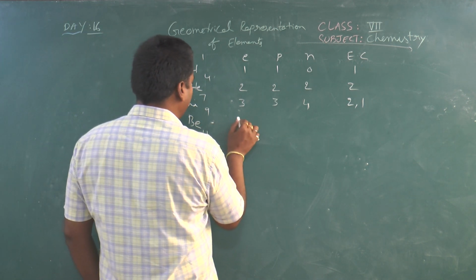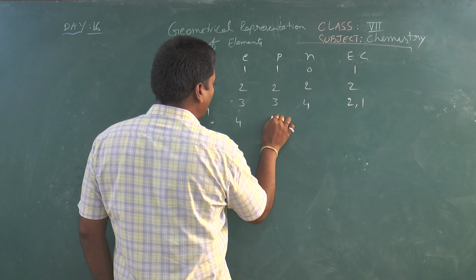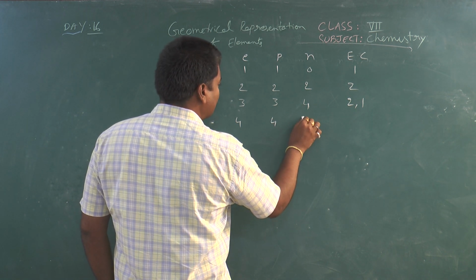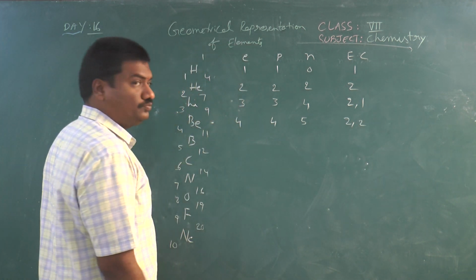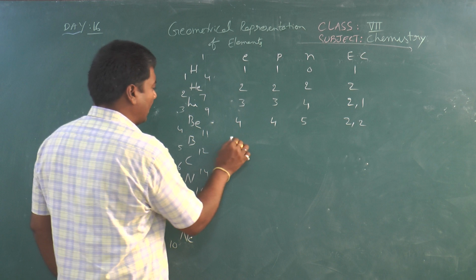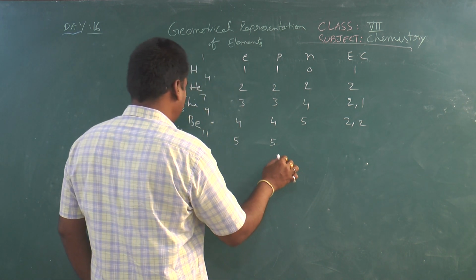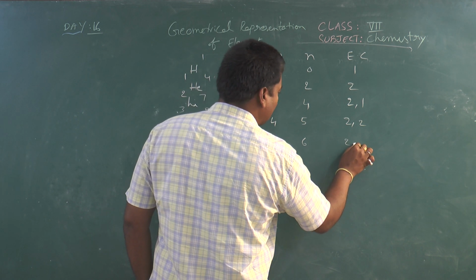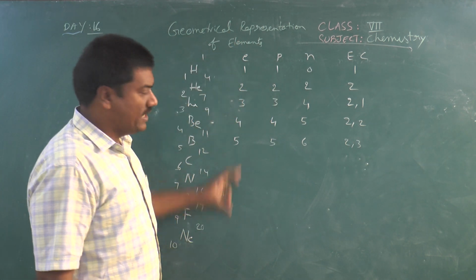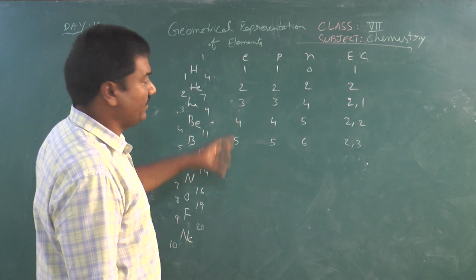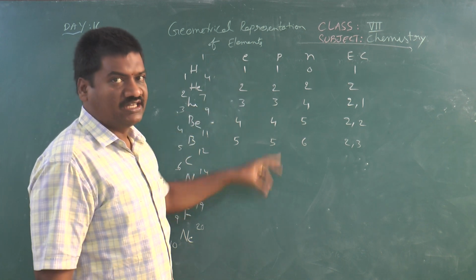Now come to beryllium. Atomic number is 4. Number of electrons is 4. Protons also 4, but neutrons are 5. And the electronic configuration I can take as 2, 2. Now come to boron. Electrons are 5, protons also 5, but neutrons are 6. Electronic configuration I can take as 2, 3. Like that we can write the electronic configuration, the number of electrons, protons and neutrons for the different elements.